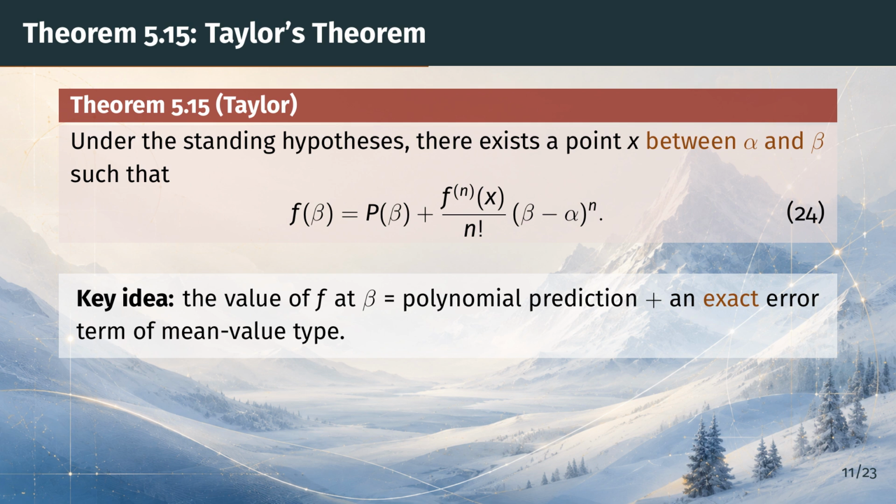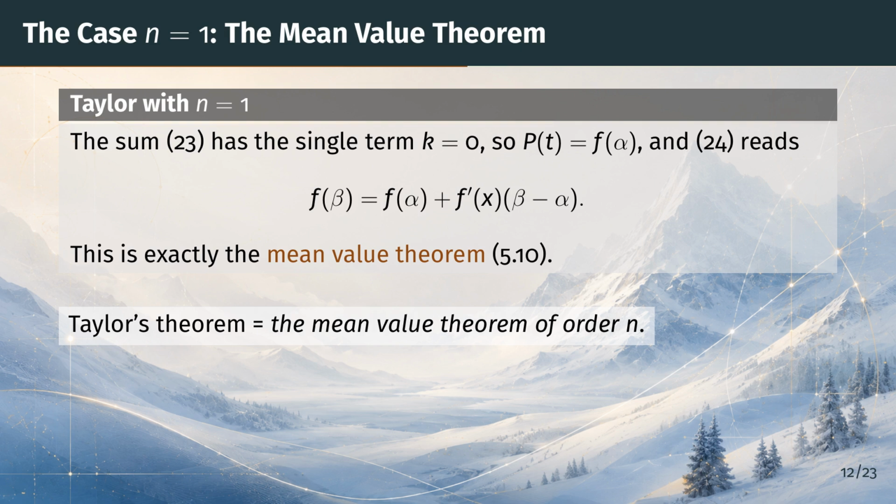In fact, let's check that the mean value theorem is literally the simplest case of this result. Set n equal to 1 and watch the theorem collapse into an old friend. The sum in equation 23 then has only the term with k equal to 0, so the polynomial p is just the constant f of alpha.